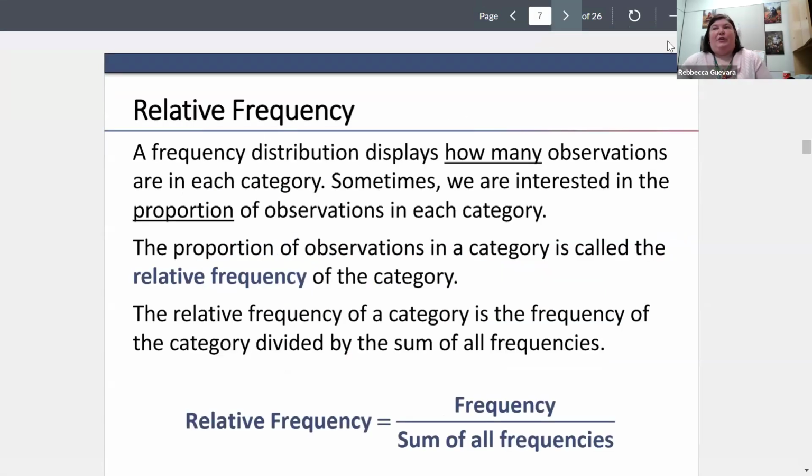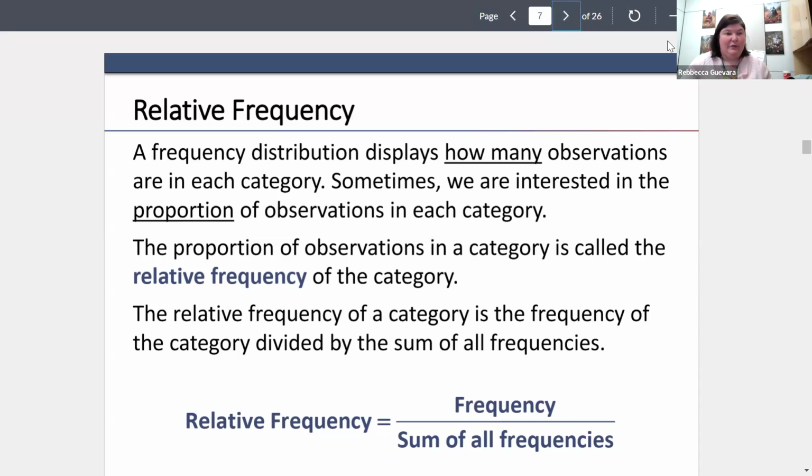So we also have relative frequency, and relative frequency is really telling us a proportion. A frequency distribution displays how many observations we have in each category. So we had 23 Visa cards. We just have a number for that. Sometimes we're interested in the proportion of observations in each category. The proportion of observations in a category is called your relative frequency. And the relative frequency is just your frequency divided by the sum of all your frequencies.